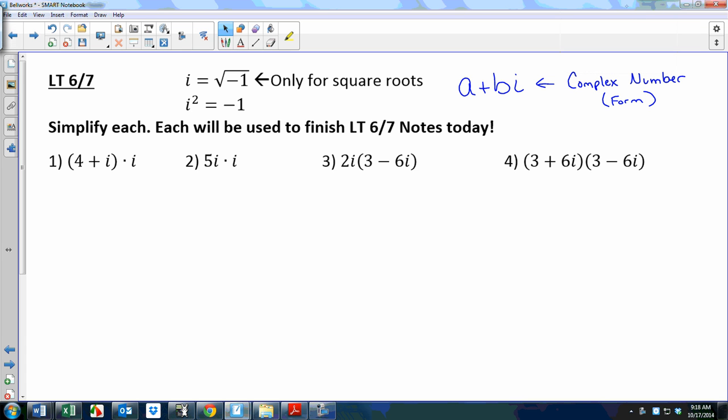All right, each one of these 4 problems are going to come up in the notes, so let's see what we get for these answers. Number 1, I'll remind you, i is the square root of -1, and we only use that for square roots, so we're not going to use that for these 4 problems. i squared equals -1, we use that wherever it shows up.